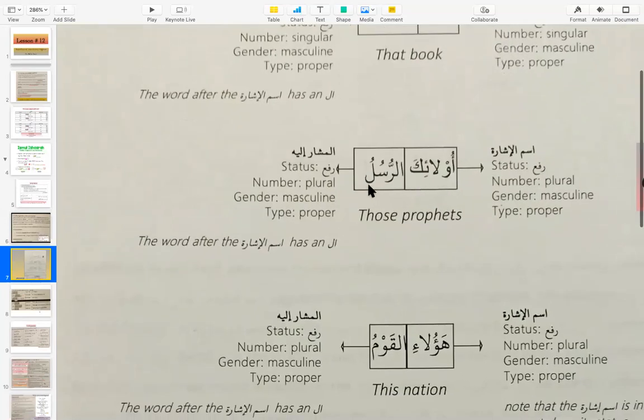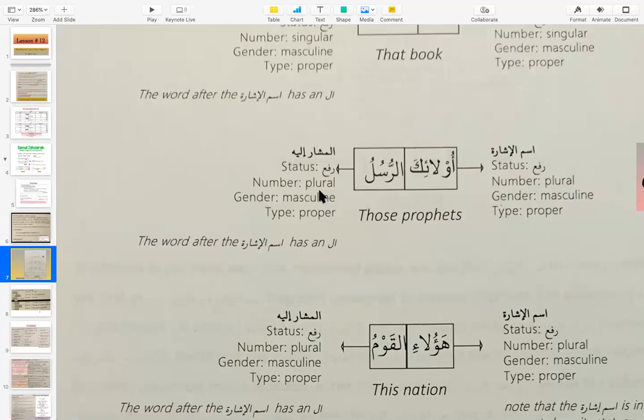Ulaika Rusulu. So Ulaika, again, we're going to leave that status for a while. Number is plural. Gender is masculine or feminine. Both are used, right? Ulaika is for both. But it is mentioned over here as masculine, it's fine. So type is proper. And then Rusulu is showing us the status. So this is Rafa.